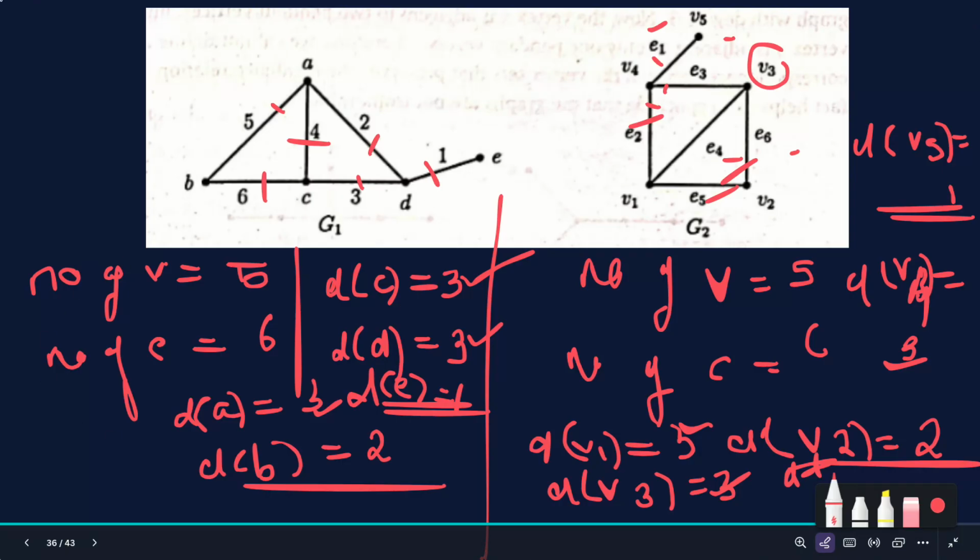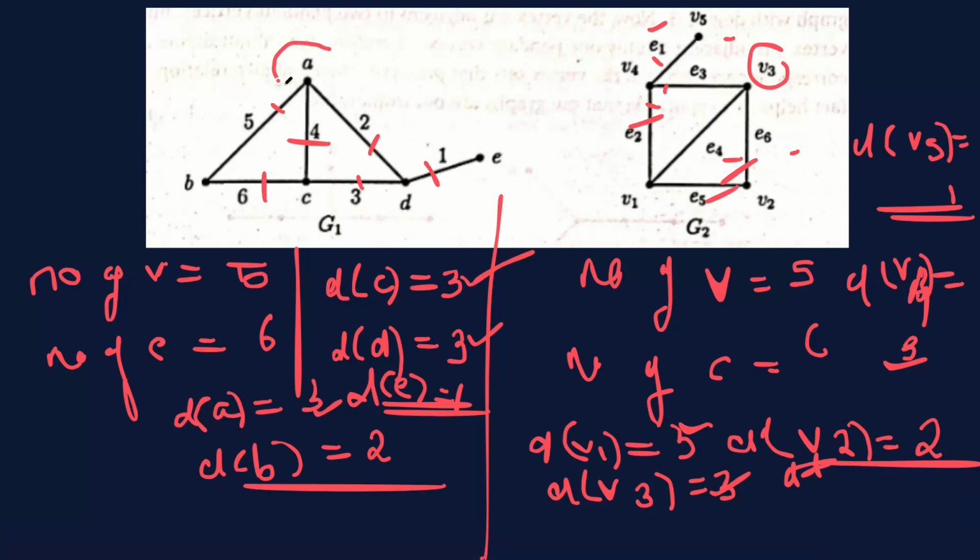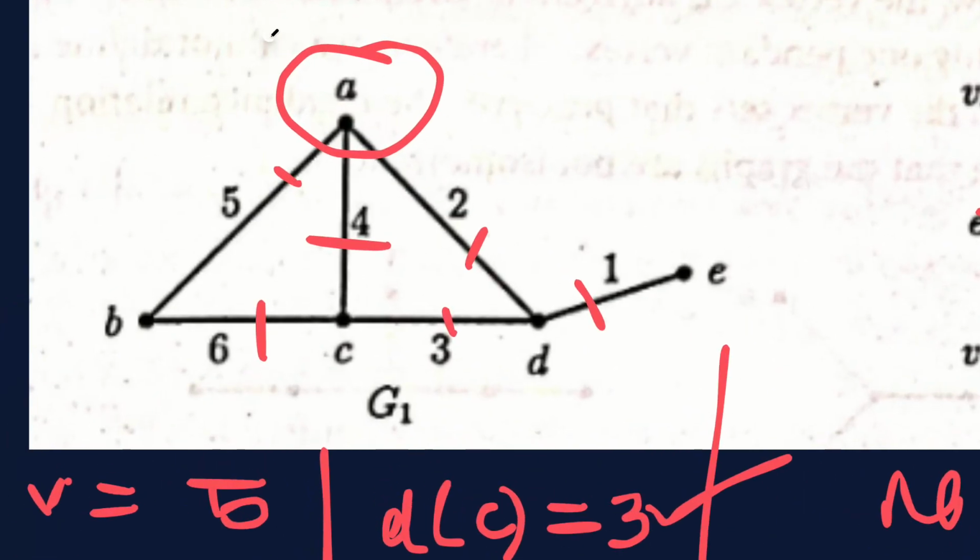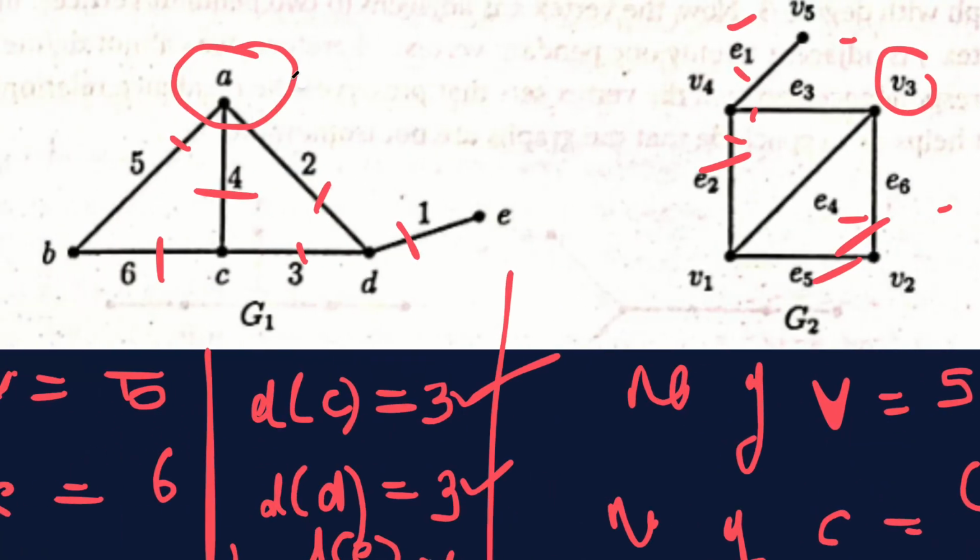Now let's check the adjacency, like one-to-one correspondence. See this vertex A: 1, 2, 3 is vertex A's degree. And it is connected to vertex B with degree 2, C with degree 3, and D with degree 3. So A is connected to vertices of degree 2, 3, 3.